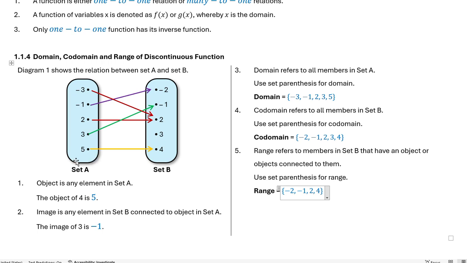So make it very clear, the difference between codomain and range. But in certain kinds of function, codomain and range are the same. They are the same in certain kinds of function. We will discuss that later.